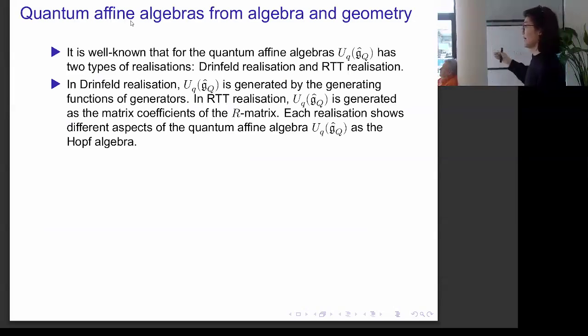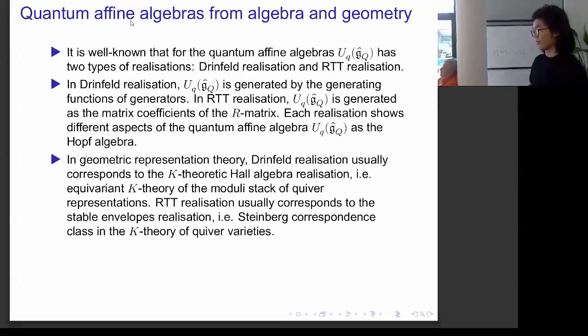Each realization can show that both give the same associative algebra, but each realization actually shows different aspects of the quantum affine algebra as a Hopf algebra. What does that mean? It means that they have the same associative algebra structure, but they have different Hopf algebra structure.